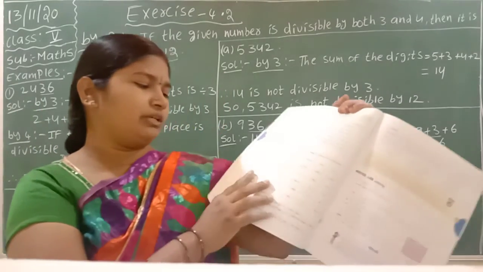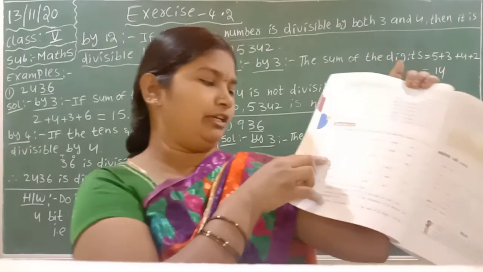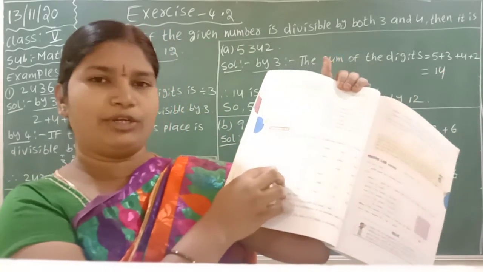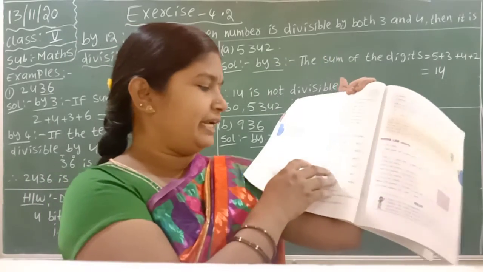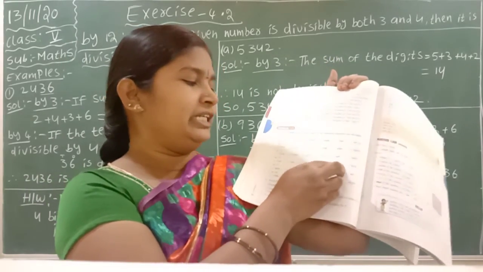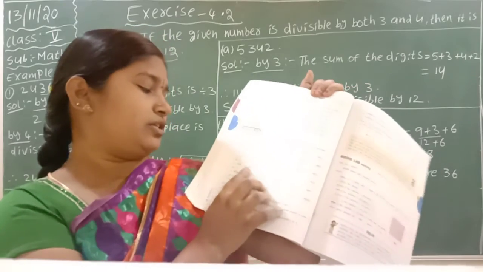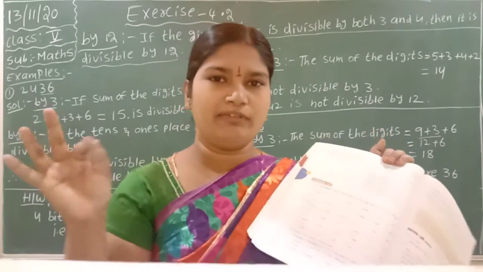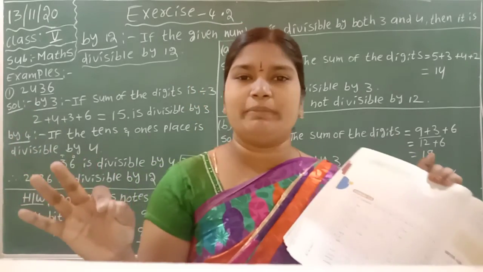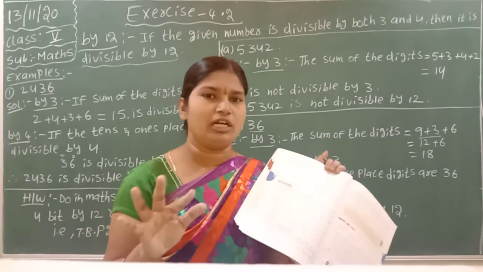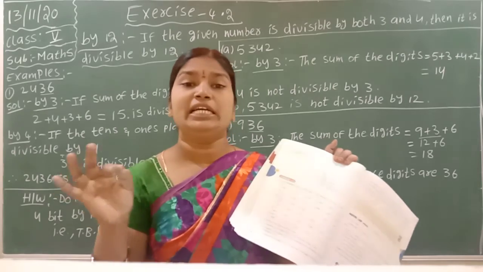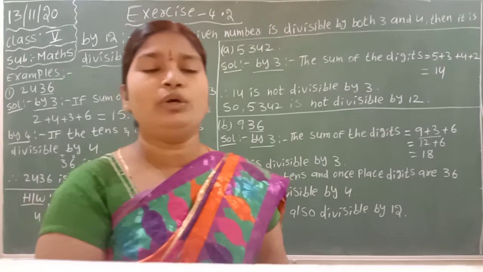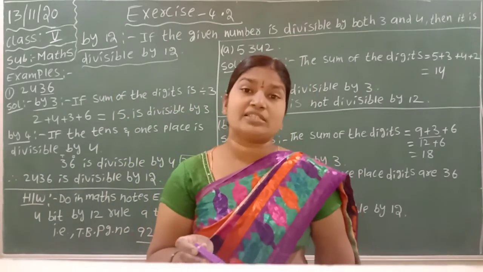Everyone open page number 92, children. See, fourth bit by 12, exercise 4.2. A and B explained. You have to do C, D, E, F, these remaining questions. You have to check whether it is divisible by 3 and divisible by 4. Then only it is divisible by 12. If any number is not divisible by 3 and 4, it is not divisible by 12. Remember this. Before doing this, read the formulas compulsorily.